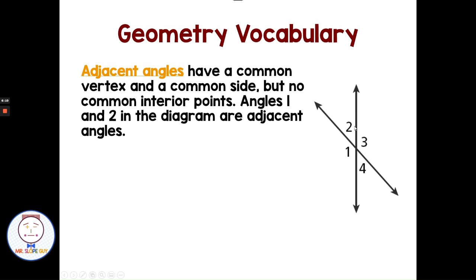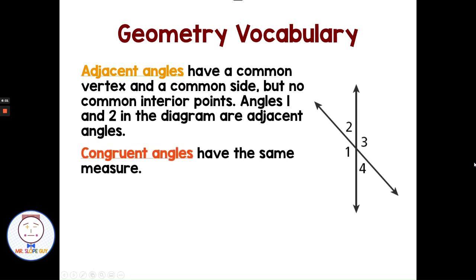2 and 3 are adjacent. They have this line that separates them. 3 and 4 are adjacent. 1 and 4 are adjacent. So adjacent angles are just angles beside each other. Congruent angles have the same measure. The word congruent for an angle just means same in size and shape. So congruent angles are just equal angles.